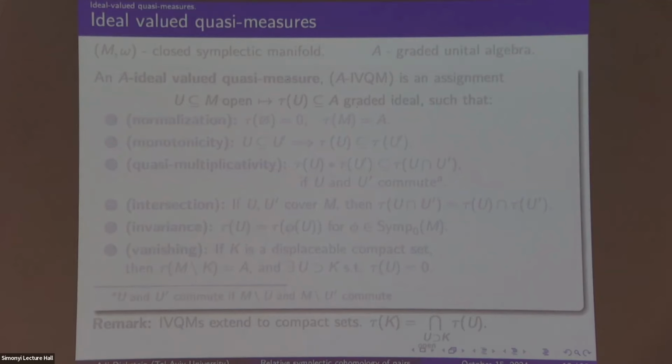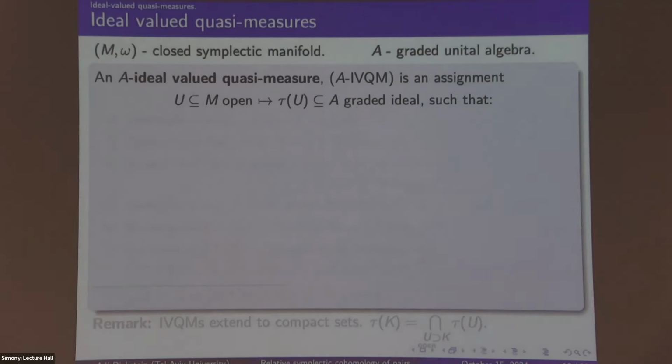So what is the definition? We have a compact symplectic manifold and a graded skew commutative associative unital algebra. You can think about the cohomology of M, or the quantum cohomology of M in the symplectic case. Then an IVQM is an assignment that takes open sets of M and sends them to graded ideals of A. And it satisfies several axioms.